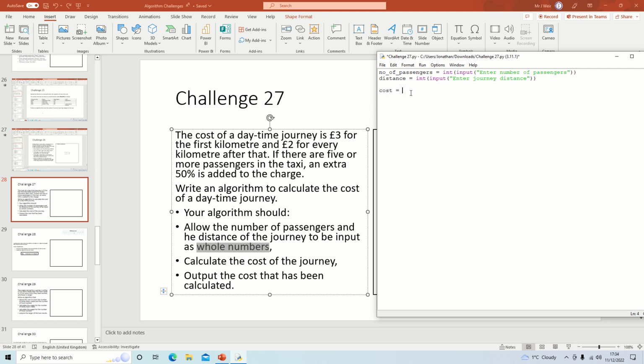Okay, so now we know that the cost is going to be £3 as a minimum, but we need to look at what the distance is going to be first. So we're going to say if distance is less than or equal to 1, then the cost is going to be 3. That's quite easy. If distance is greater than 1, then cost equals the first 3 plus distance minus 1 times £2. So we need to take 1 off the distance so that we get the updated distance after the first kilometre, and we need to multiply that by 2.